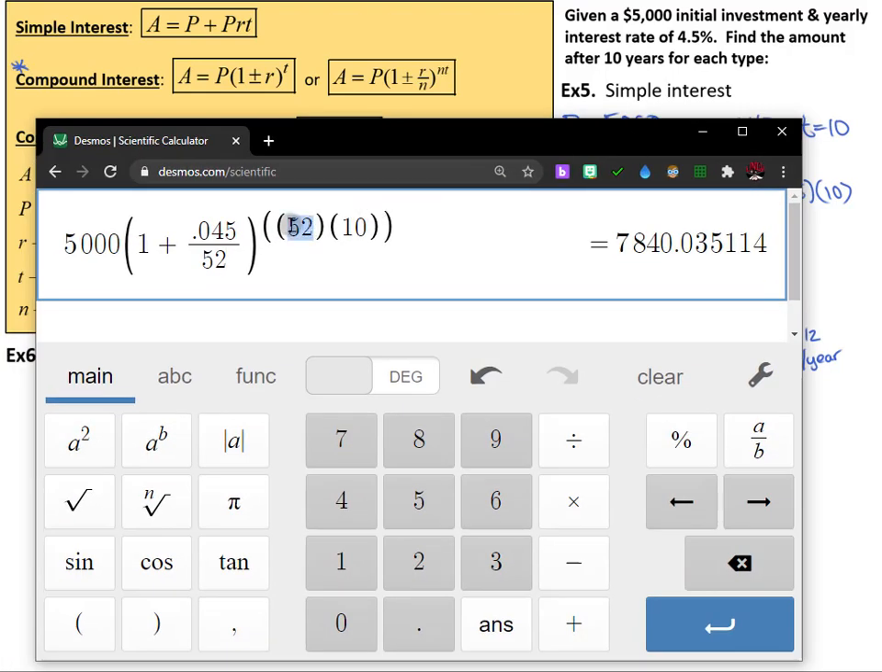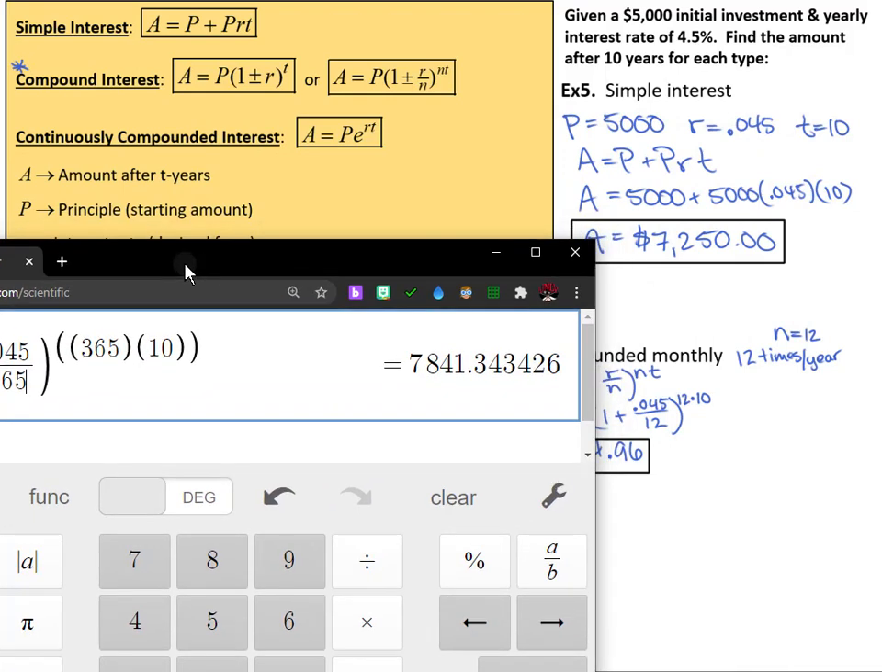What about if we compounded daily, 365 times? But don't forget we end up cutting our interest rate into 365 parts. Well, we went up about $1.